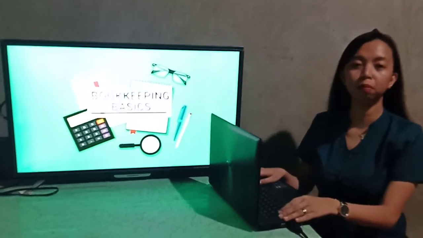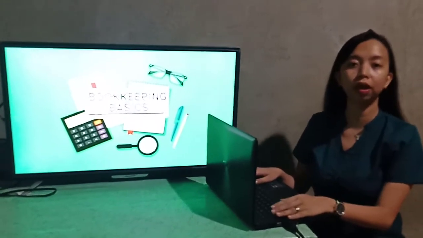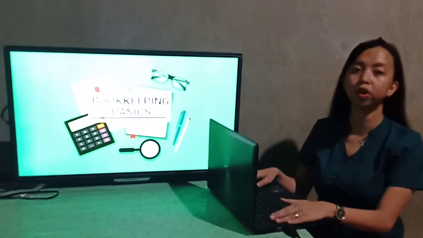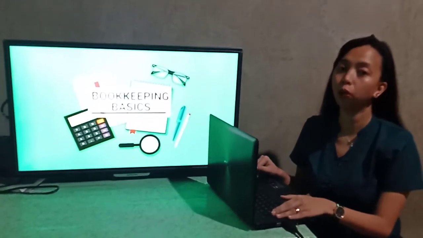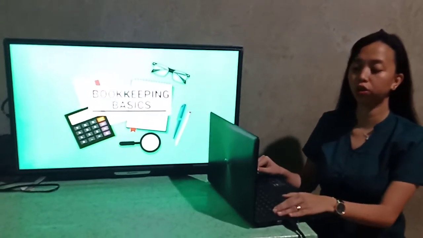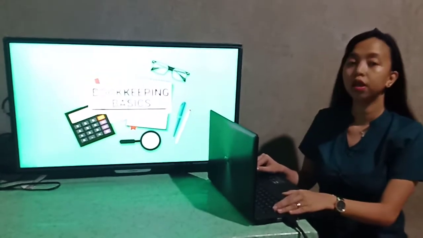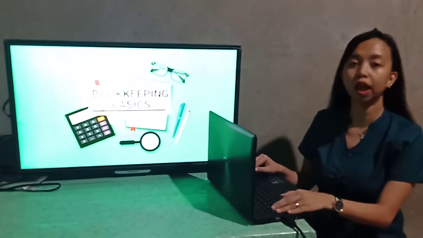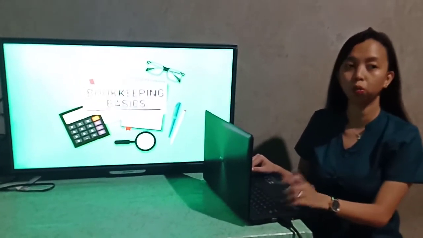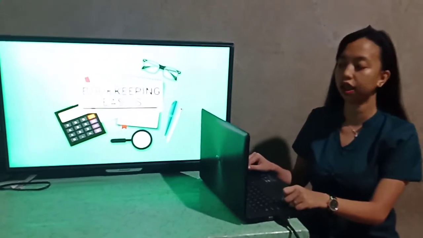Today, I am T. Mabatuan, a Teacher 1 applicant of Batuan Central Elementary School. And today, I will be showing my skills demonstration on bookkeeping basics. There are 9 accounting cycles, but I will only be showing you one, and that is journalizing entries.